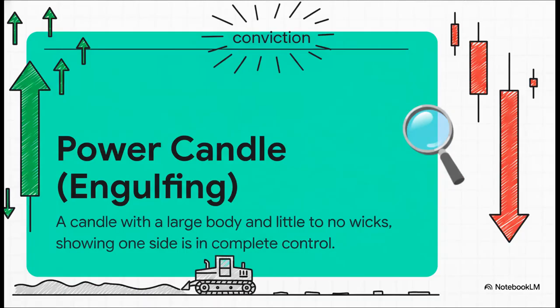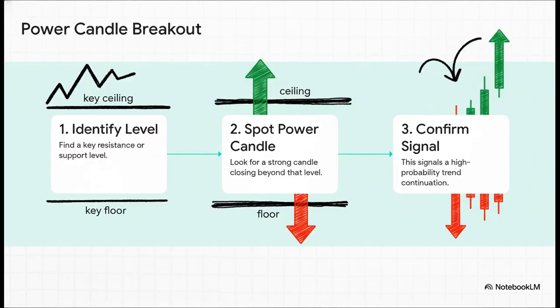Let's take a closer look at that power candle. When you see one of these on your chart, there is zero ambiguity. It's just pure conviction. One side, either the buyers or the sellers, is totally in charge. There was no fight here. It was a steamroller just moving in one direction. It is momentum made visible. So how do you actually use it?